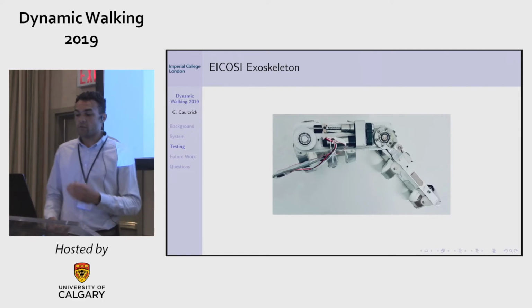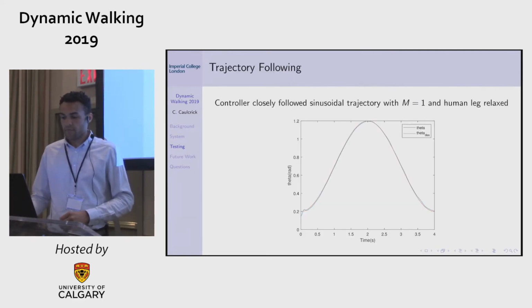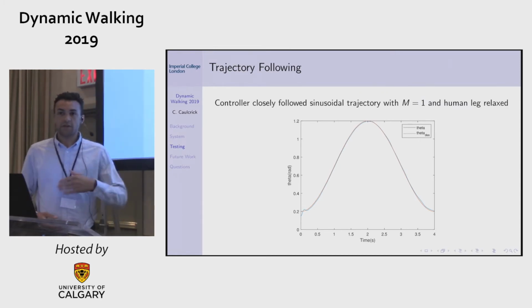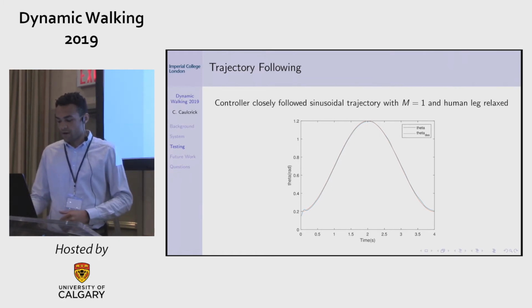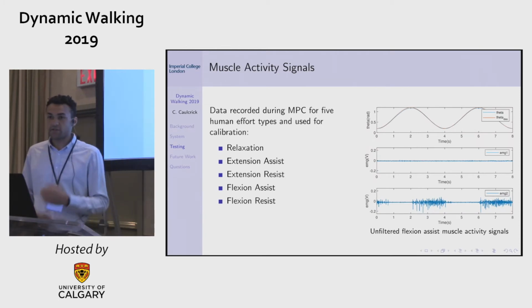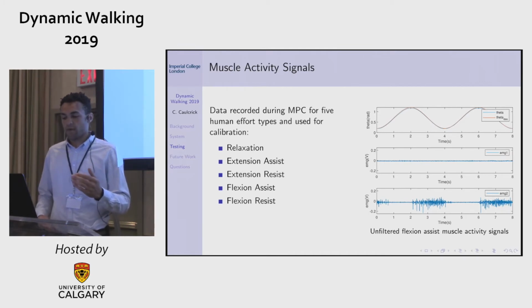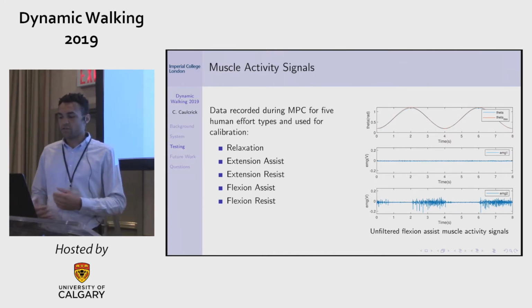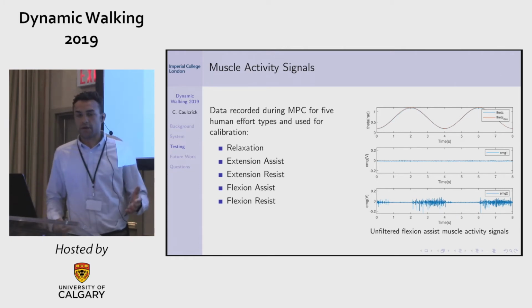Our controller works in simulations, so we tested it on the eCozy exoskeleton. This is without the mode control, so the controller closely follows a sinusoidal trajectory, and this is with the human leg relaxed. We recorded data during the MPC for 5 human effort types, and these represent all the different types of assistance and resistance behaviors. We use this data to tune our muscle filters, our fuzzy inference system, and our human torque estimation model.